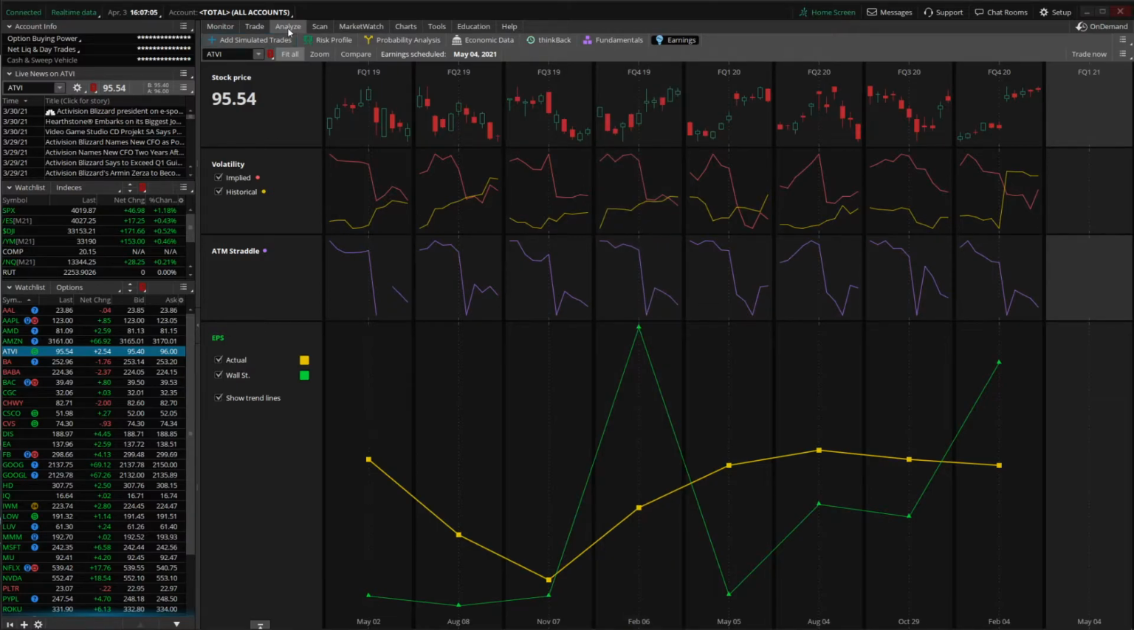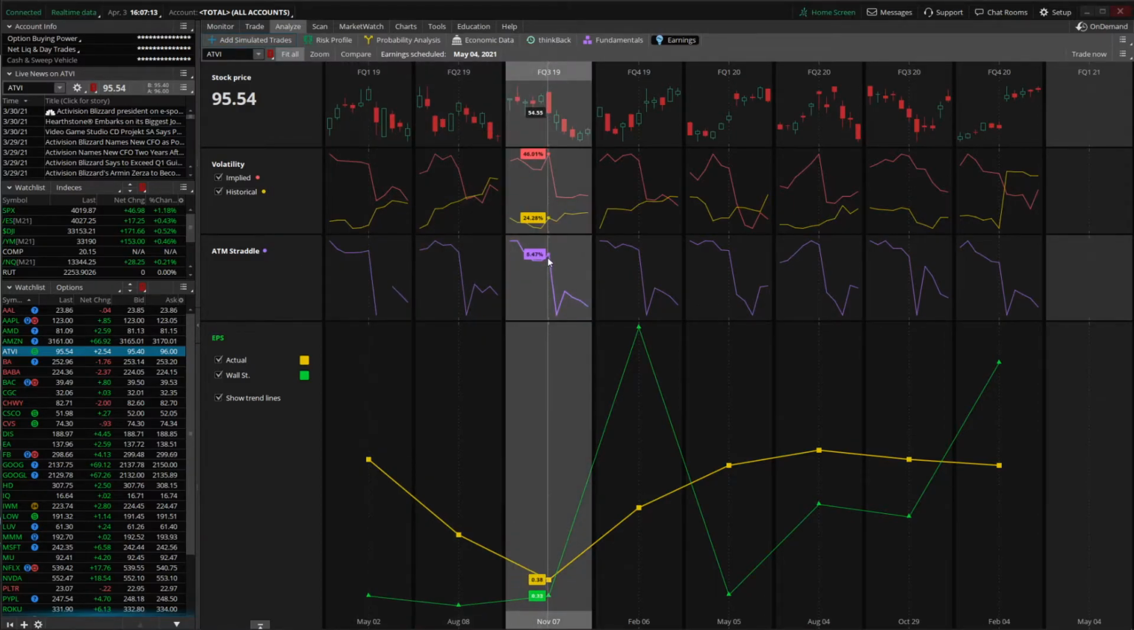Now, again, we're looking at Activision, the third line item here. We're looking at the price of the at-the-money straddle. If we went over to fiscal quarter three of 2019, we can see that if we had bought an at-the-money straddle at that time, which would have roughly been the $55 strike, it would have cost us 6.47% of the underlying. That means the price of the at-the-money straddle would have been roughly $3.55 in premium.